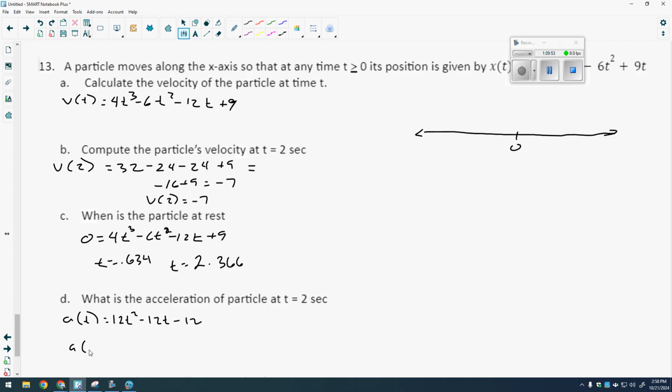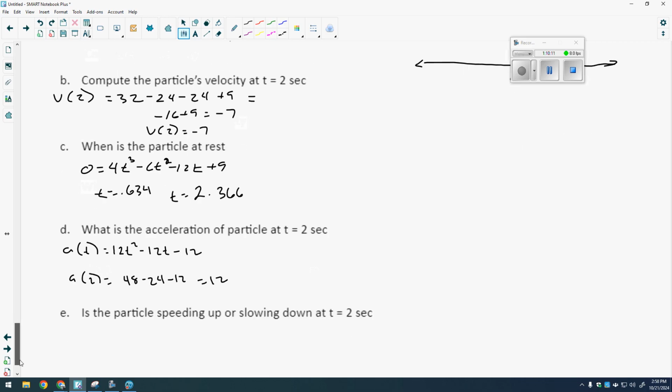What is acceleration at time equals 2? Plug in the 2. What is that going to be? 48 minus 24 minus 12, which is equal to 12. And whatever units that would be, units per second squared.